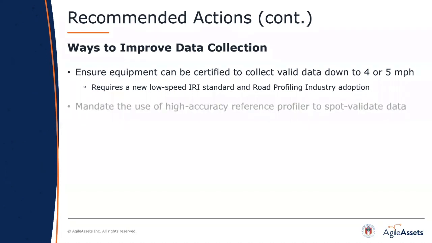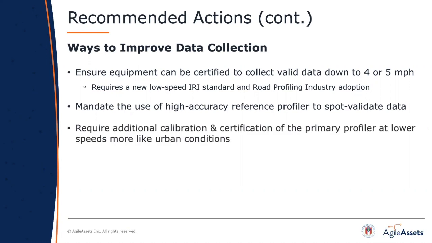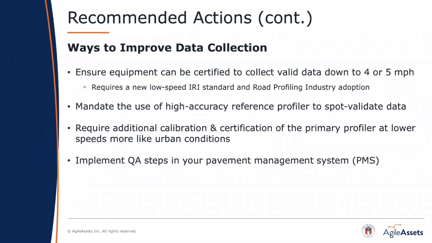We can mandate the use of a high accuracy reference profiler to spot validate data, which again gets back to the certification that the results are valid. We can require additional calibration and certification of the primary profiler at lower speeds, more like the urban environment, and implement QA steps in your pavement management process to check the data, to give a sanity check, to compare results that you expect with what you got, and to maybe ask for data to be recollected in places where it doesn't appear to be reflecting the true street conditions.